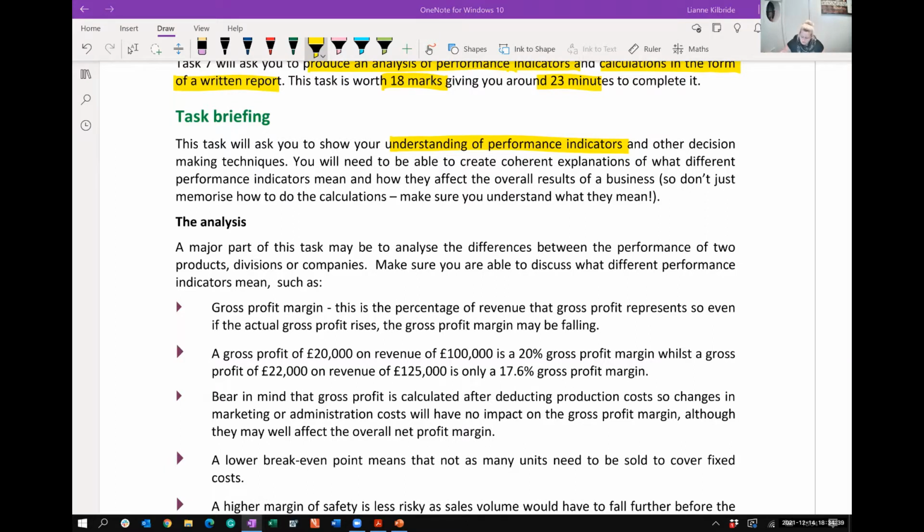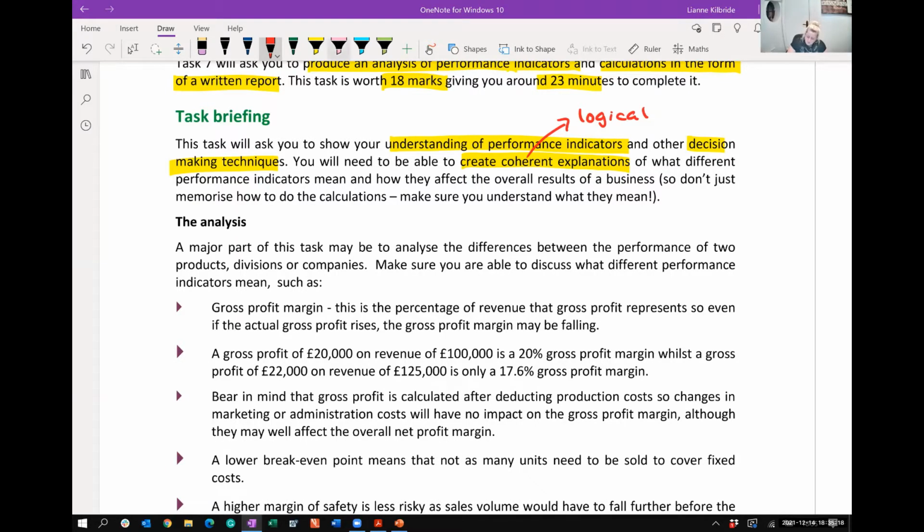You're going to need an understanding of those performance indicators and the decision-making tools that businesses might use when making decisions about a product. You also need to be able to create a coherent, logical explanation. You have to understand what the indicators mean and have a view on the effect of what's going on once you've calculated them, so we can look at the business as a whole.